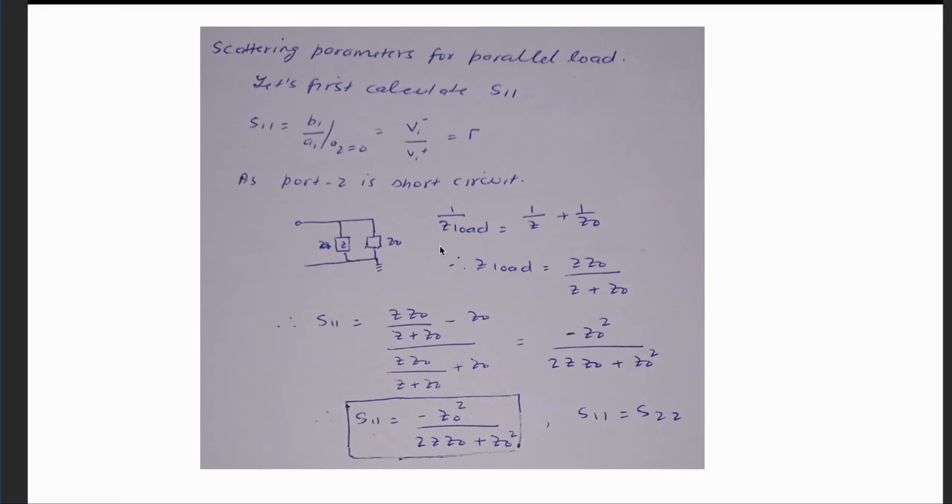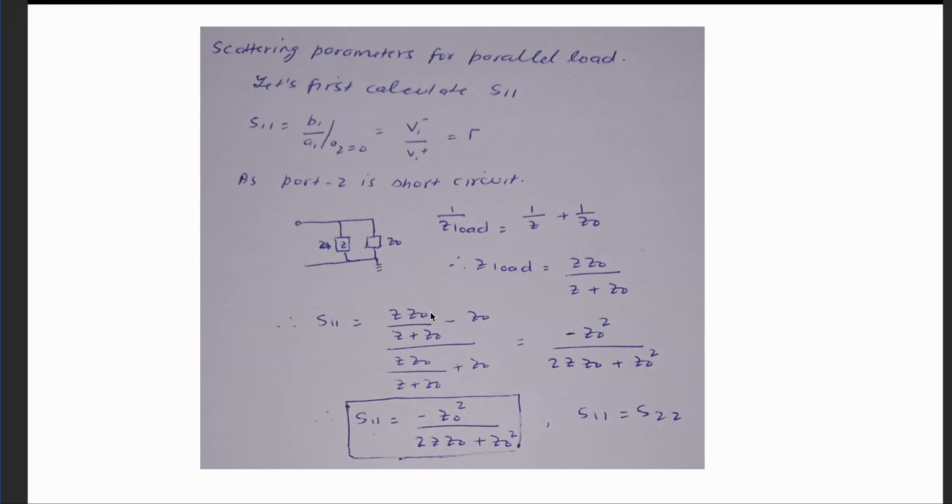No, keep. My answer is true, sir. Minus Z naught square upon 2Z naught Z plus Z naught square. Yeah, so you are getting this, right? Yes, sir. And then I common Z naught and cancel.